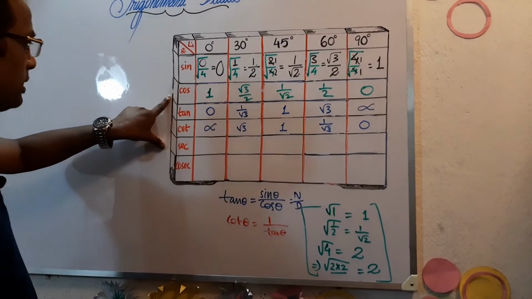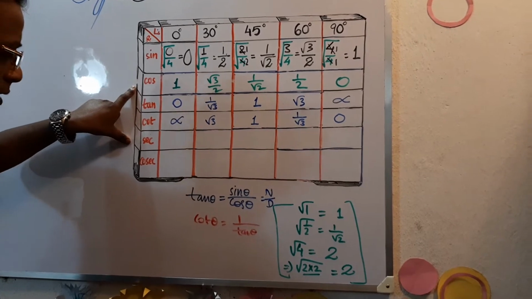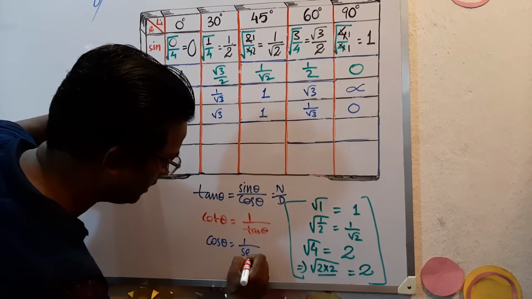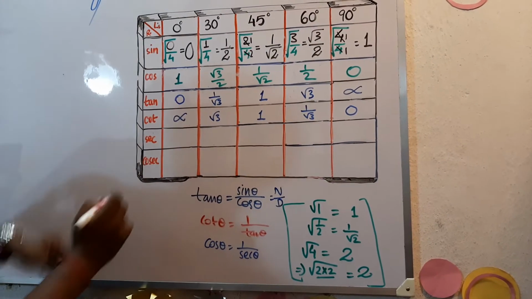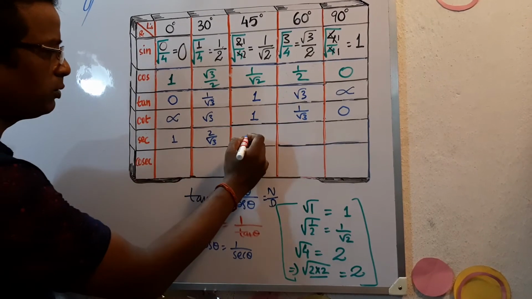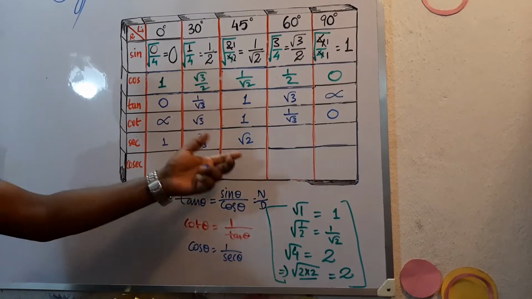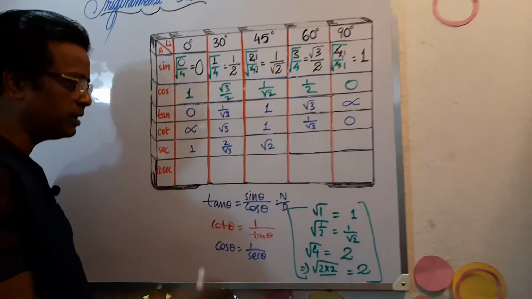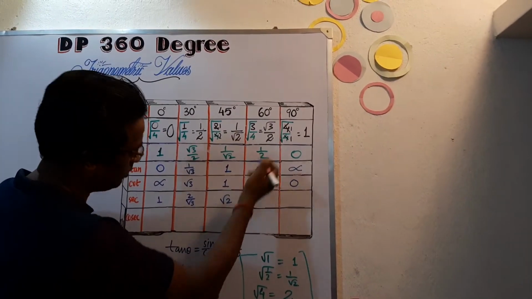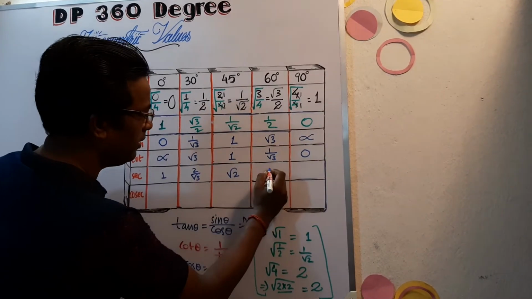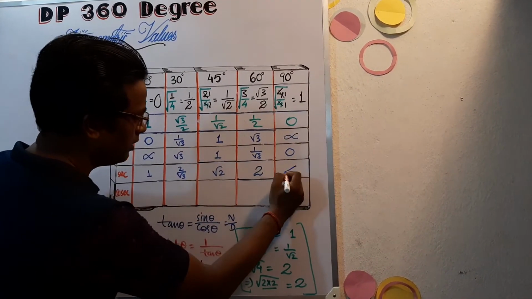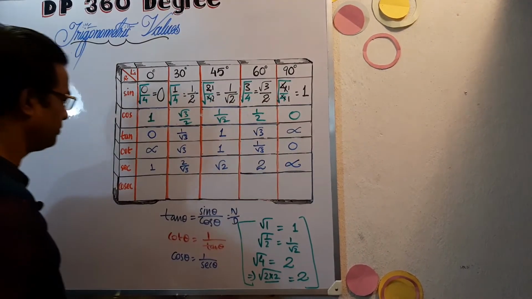We know sec and cos are inverse of each other, so cos theta equals 1 upon sec theta. So 1 upon 1 becomes 1. Root 3 by 2 becomes 2 upon root 3. 1 by root 2 becomes root 2 upon 1, and I can ignore the 1 of the denominator and simply write root 2. Now 1 by 2, inverted, becomes 2, and 1 by 0 you cannot divide, so it's undefined.